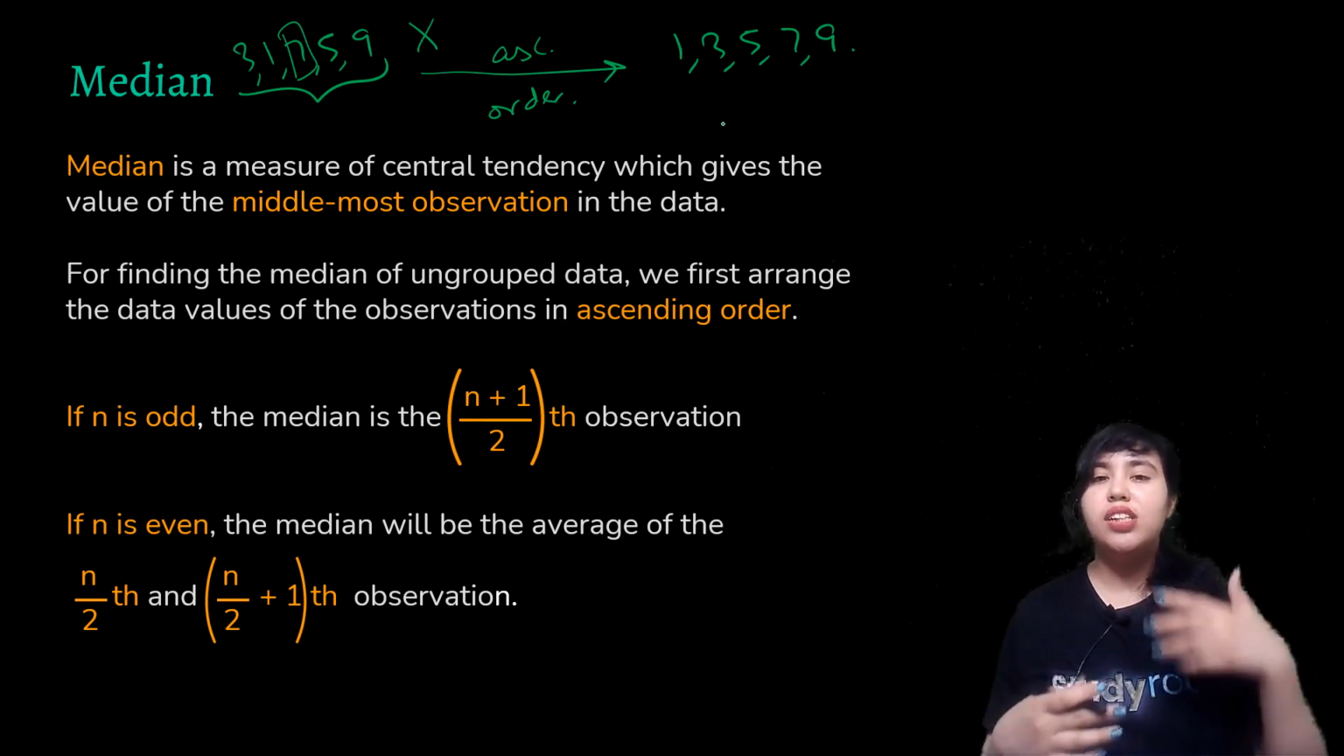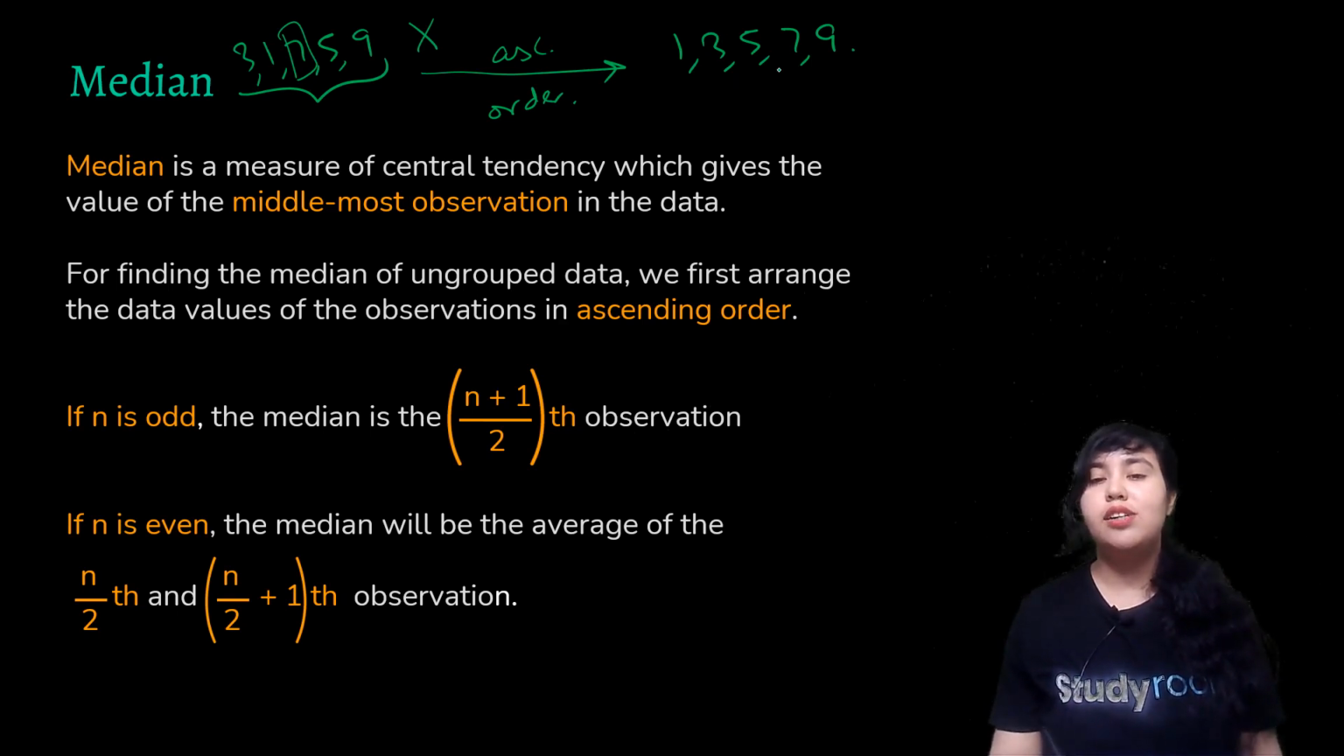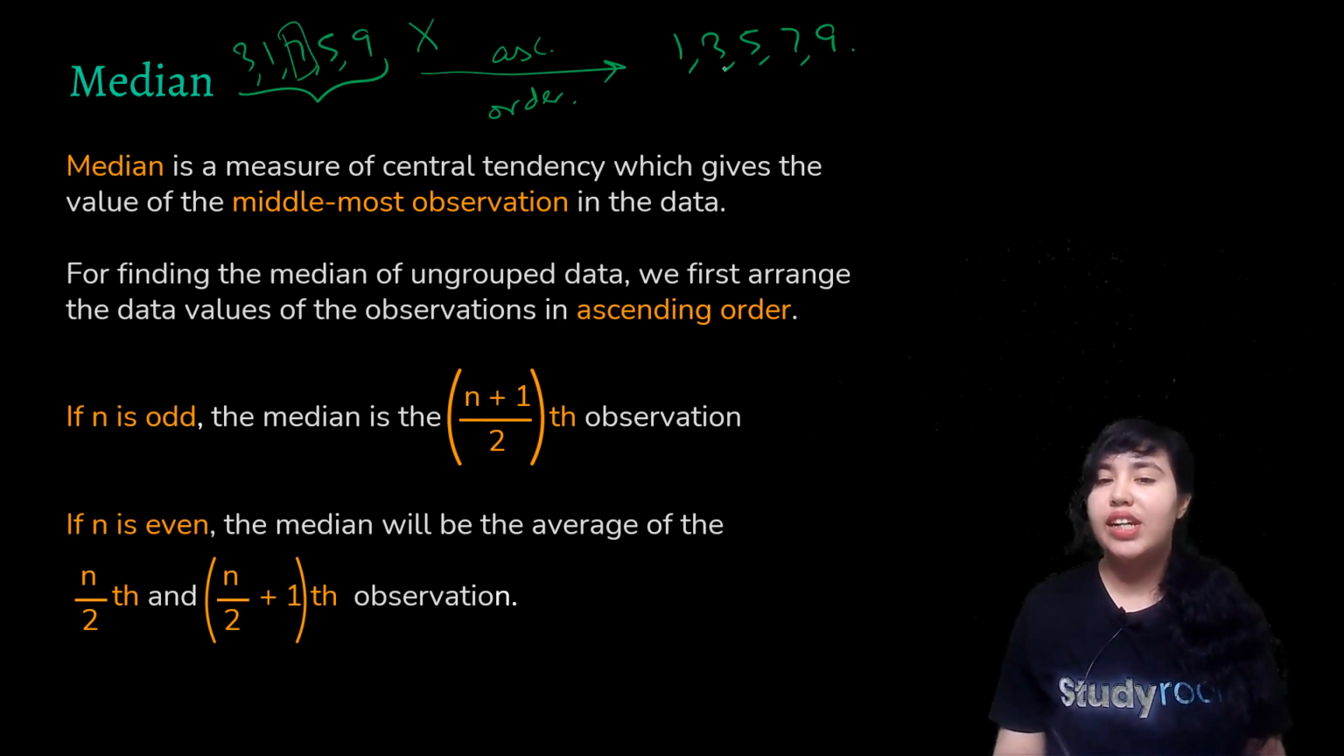Now I understand that just by looking at the data, you can make out that the middle term is 5. But if we go by the mathematical procedure, we will first of all arrange it in ascending order. So the first step is done. The second step is to calculate n, the number of observations. That's 1, 2, 3, 4 and 5. So n is equal to 5. Is 5 even or odd?